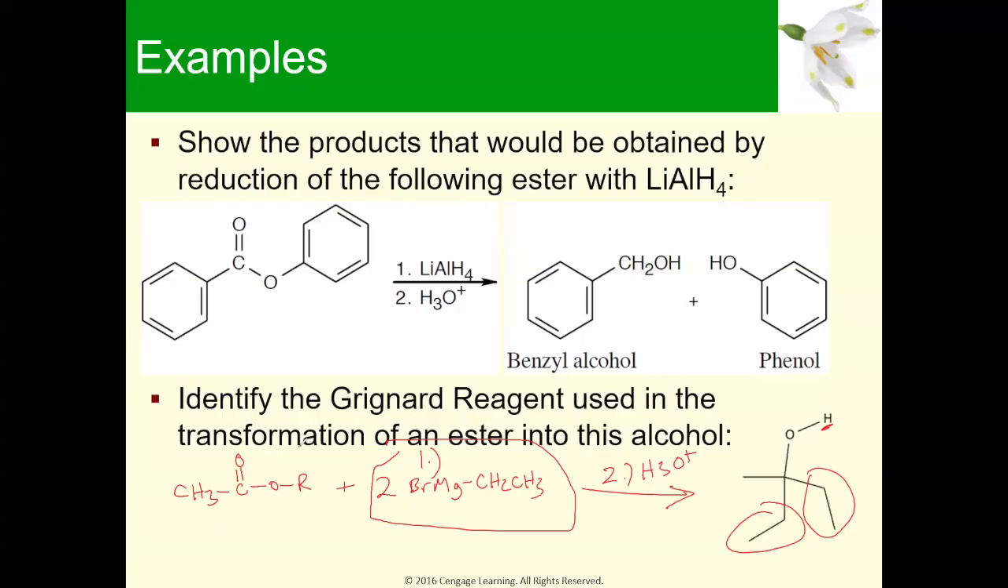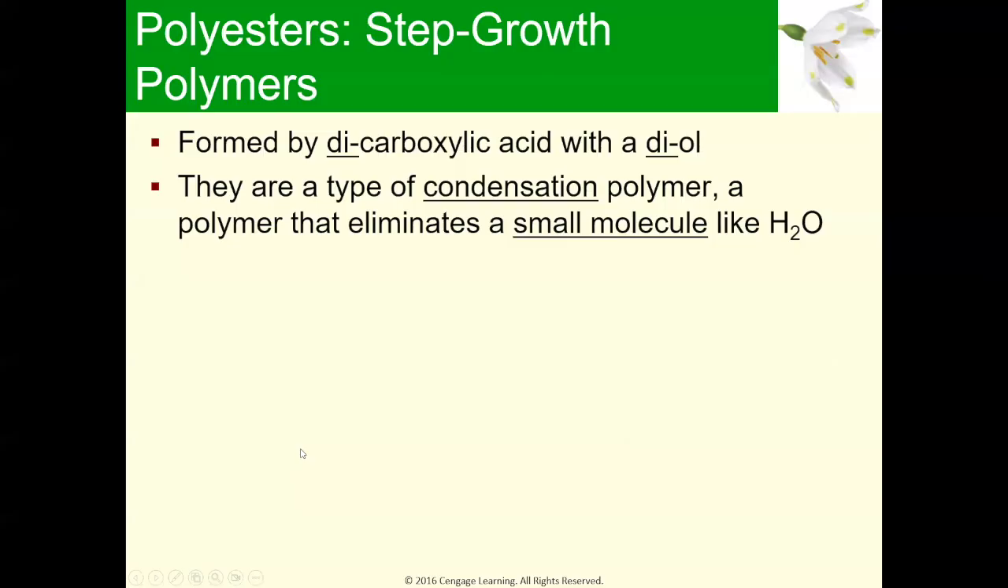Okay, so one more quick topic to go over. And that is, since we can make esters out of carboxylic acids and alcohols, what could we do with an organic compound that's got two carboxylic acid groups on it and a compound that likewise has two alcohol groups on it? Well, you can make some polymers with that, actually, because you can use those as monomer units that will come together and make a polymer.